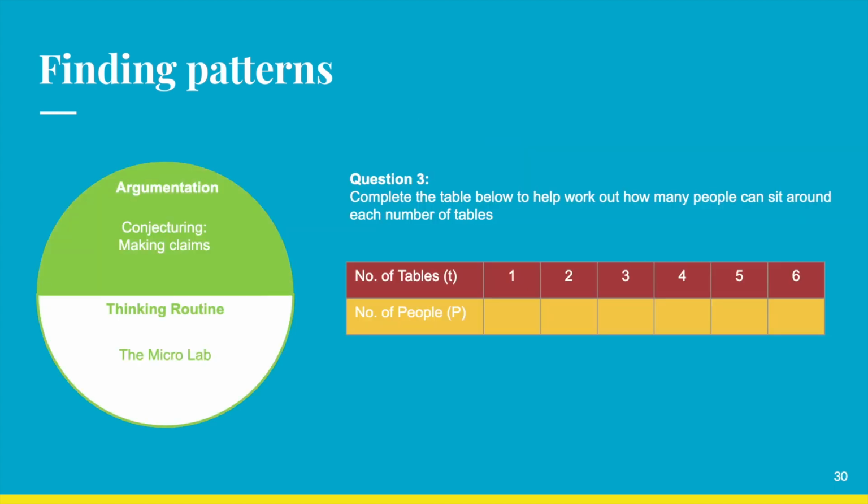Question 3. Complete the table below to help work out how many people can sit around each number of tables. This is the conjecturing step of the argumentation, where students are expected to make claims. Here, students are to make a claim in regards to the observation from question 1 and 2. So using the thinking routine of the microlab, students will then focus their attention and analyze the patterns found verbally in the last 2 questions to help them fill up this table.